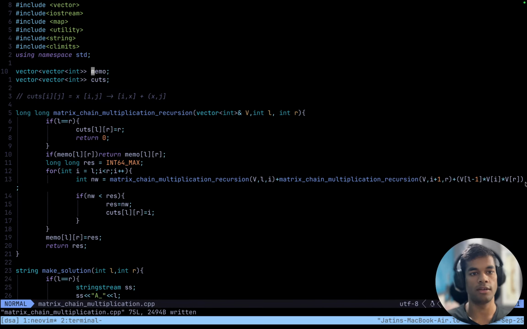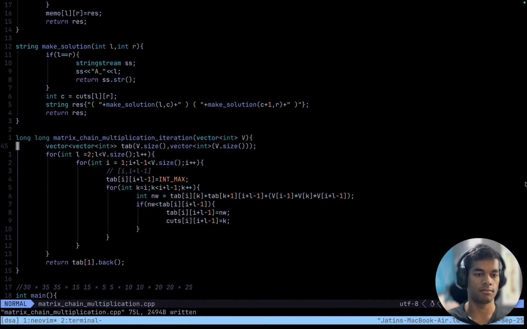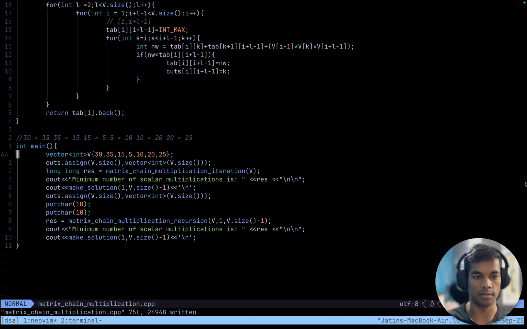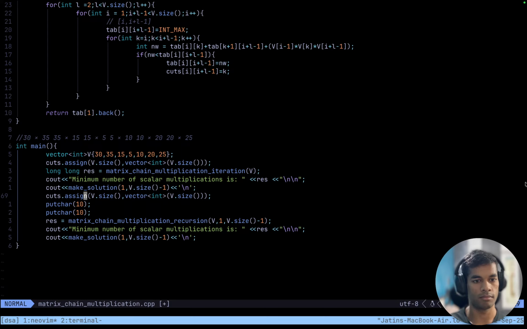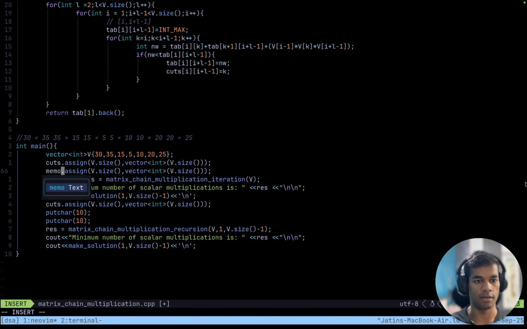A vector does not have a size. That is a good point you have there. After initializing the vector, I can say memo dot assign. Yes, because I was doing something else. Here I can say memo assign this thing.